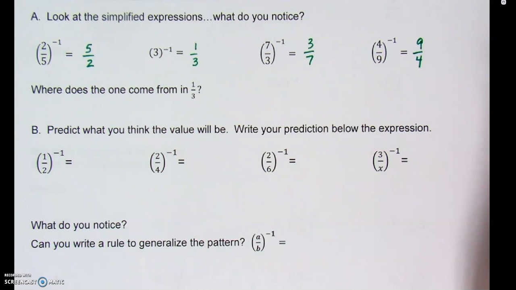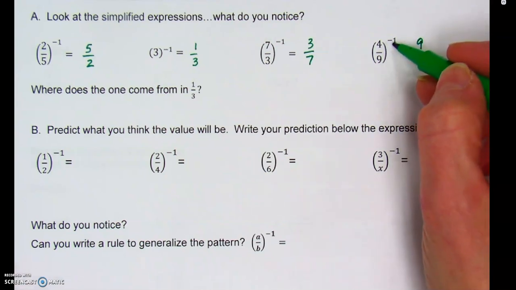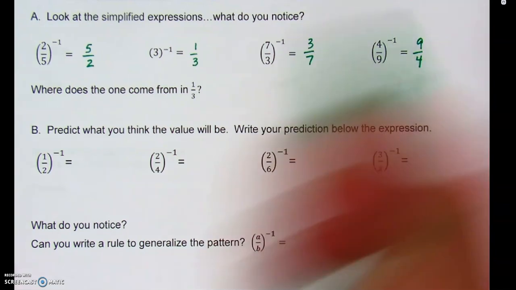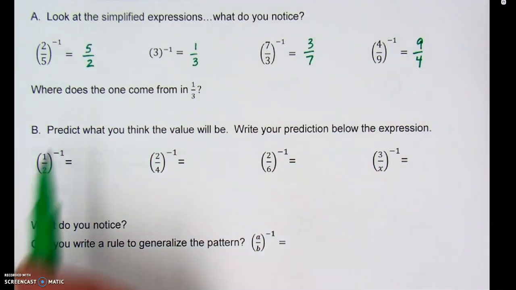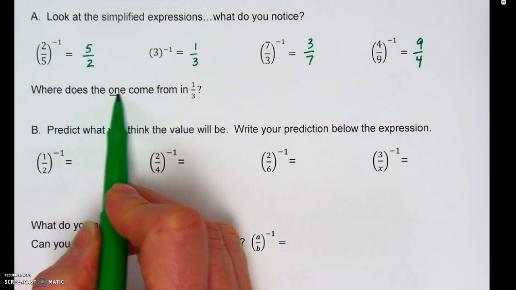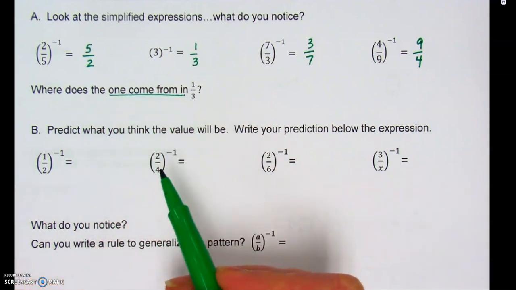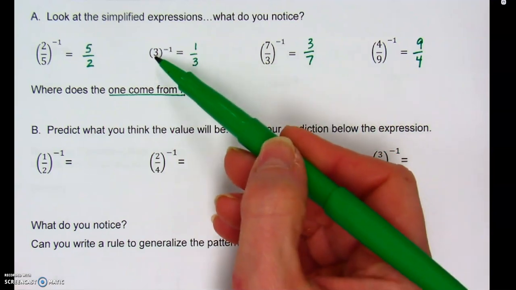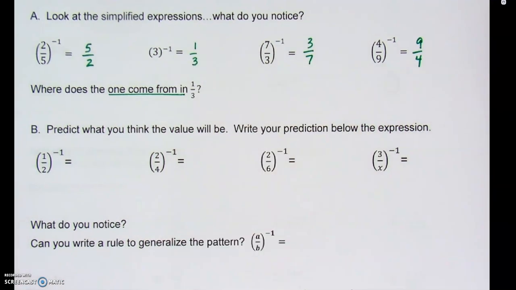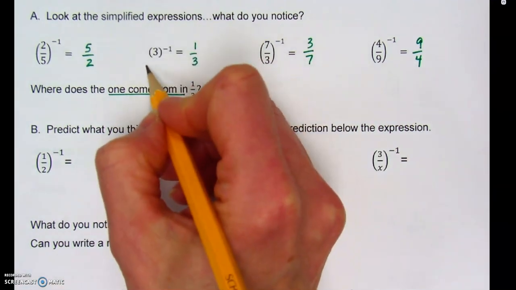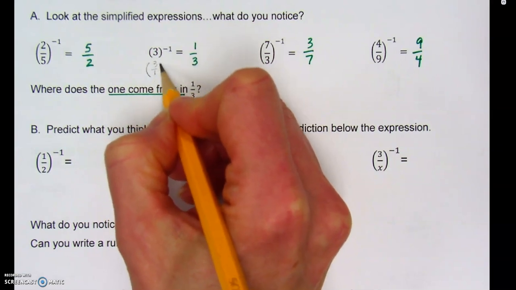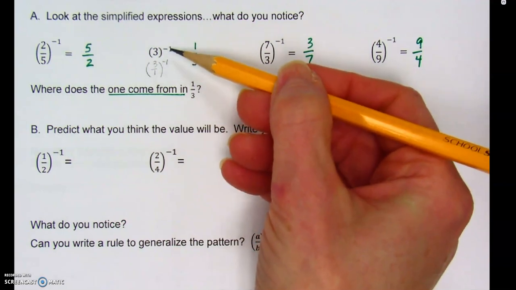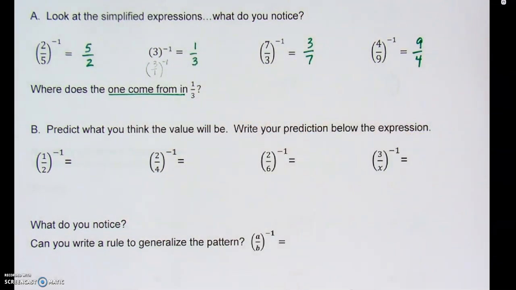Now you might notice that the negative 1 makes this do the reciprocal. The numerator and the denominator switch places. So then where does the 1 come from in 1/3? All of these have a numerator and a denominator. This one doesn't seem like it does, but we know that it does. We know that this is actually 3/1 to the negative 1. So the same thing is happening. The negative 1 is causing the numerator and the denominator to switch places.